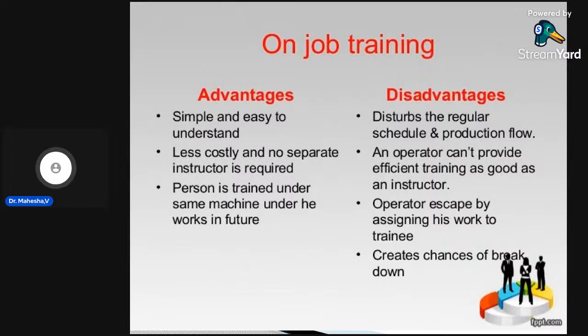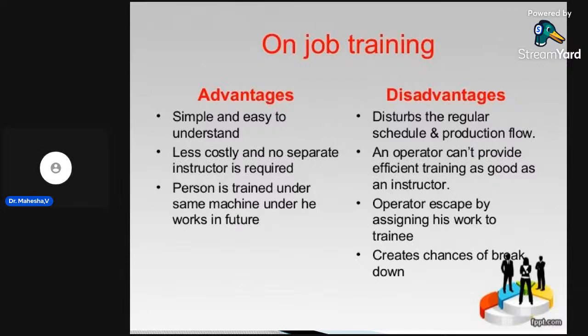Operators escape by assigning their work to trainees. In most circumstances, the real operator does not perform the task. Instead, he asks the trainee to do it. Simply, he sits and extracts his work from them.